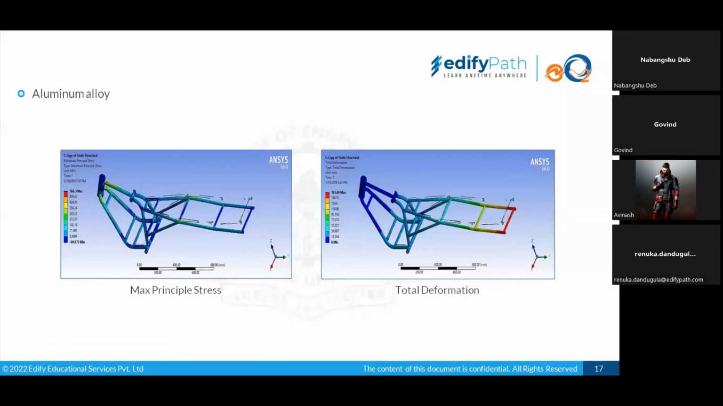So we saw that in aluminum, this entire portion is where deformation starts the fastest. So I can make this portion of stainless steel, and this portion which crumbles faster in the case of stainless steel can be replaced with aluminum.